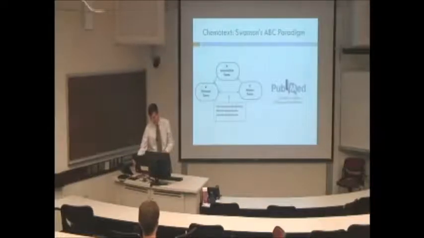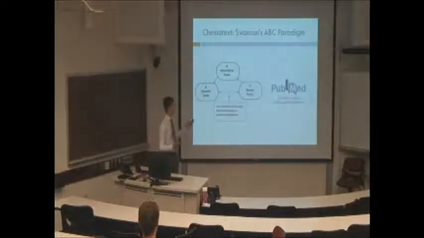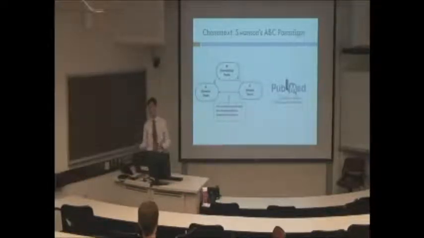So an overview of the Chemotext problem. It's built on Swanson's ABC paradigm. This is essentially a theory that states that if you have some chemical and some disease and you think there might be a connection between them, but you don't know what it is, you can determine if there's a connection or not by looking at several intermediate terms that may connect them.